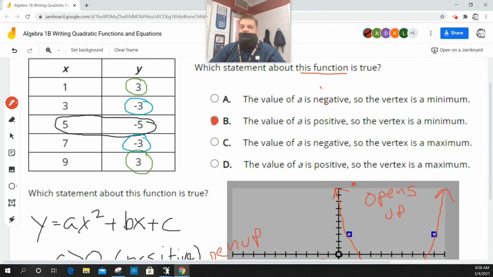We got a graph of this function. It opens up. Okay, so lastly, D says the value of A is positive, so the vertex, again, A is positive, but it would be a minimum, not a maximum. We see that because we graphed it. Okay? Any questions on that one?